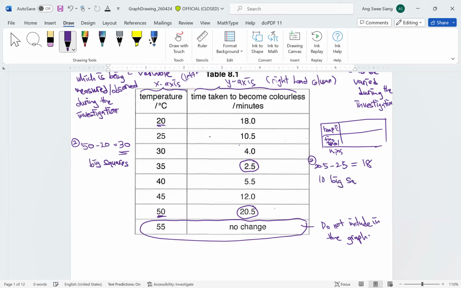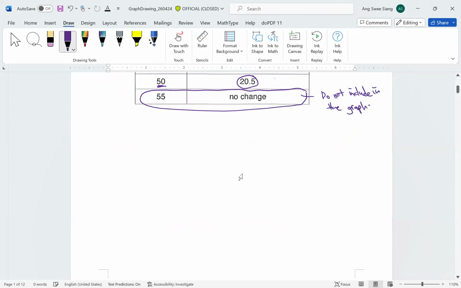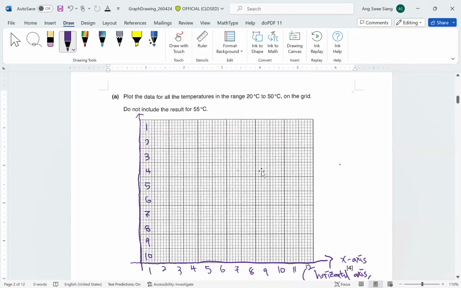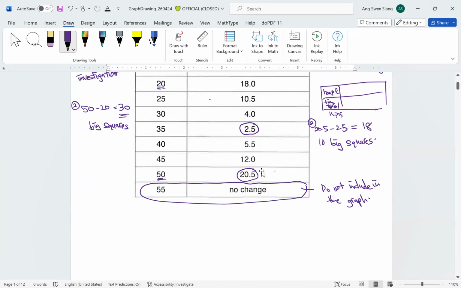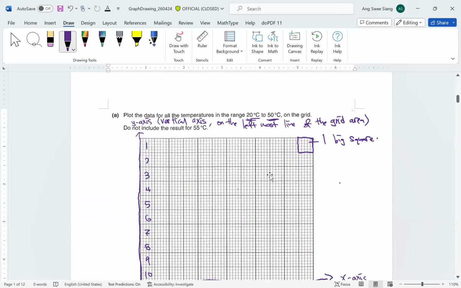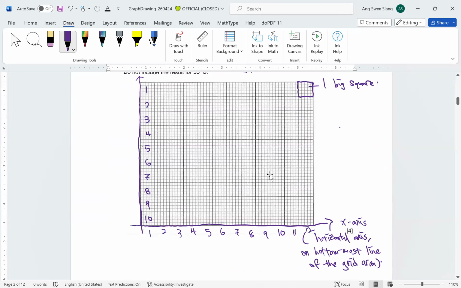The y-axis is 10 big squares. Then the x-axis is 12 big squares. Why do I count? Because I want to know what is the interval to use. What is the interval? What do I mean by interval? Let me remove all these numbers already, so that I don't have to copy and paste and rewrite everything again and again.